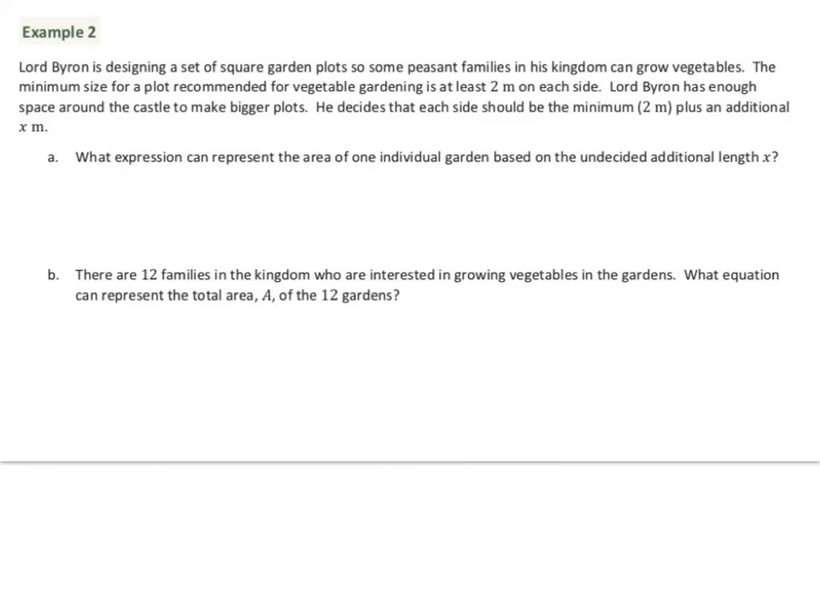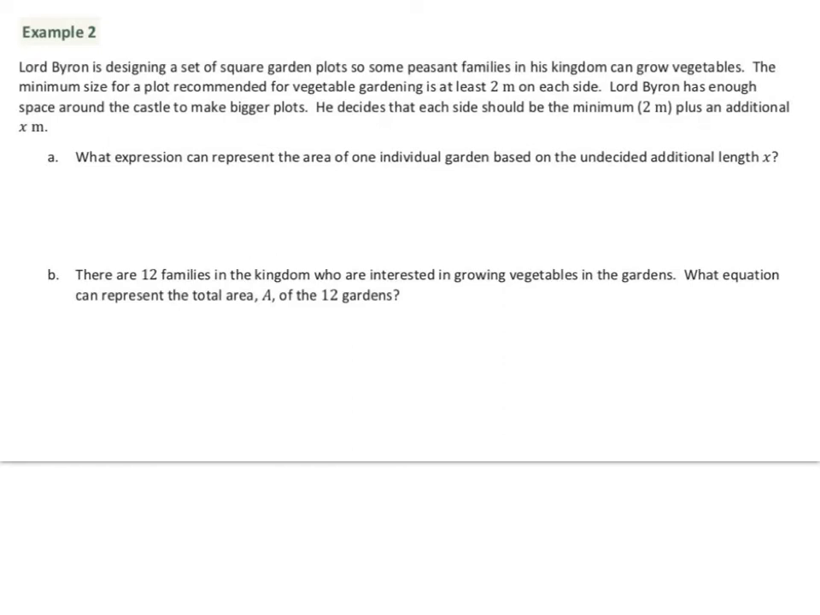Cool. All right, let's read about Lord Byron. Lord Byron is designing a set of square garden plots so some peasant families in his kingdom can grow vegetables. The minimum size for a plot recommended for vegetable gardening is at least 2 meters on each side. Lord Byron has enough space around his castle to make bigger plots. He decides that each side should be the minimum 2 meters plus an additional X meters.